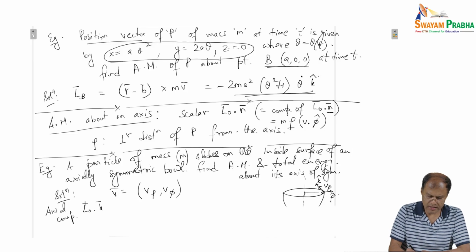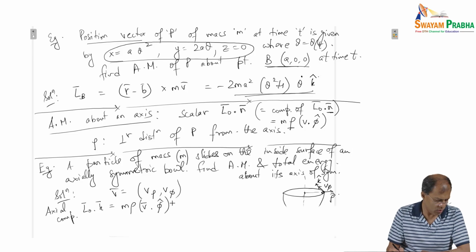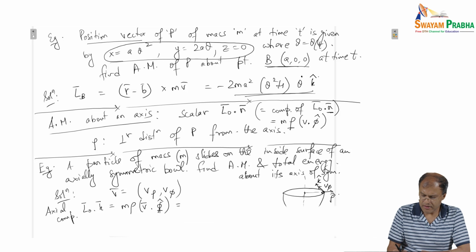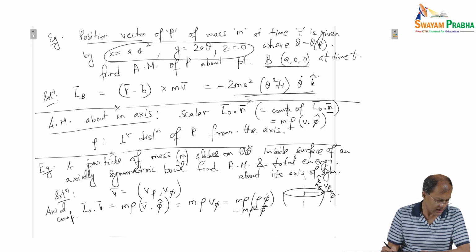L naught k is m rho v dot phi hat, and this is going to be phi hat being the tangential direction. So we see that this is going to be m rho v phi, but v phi is nothing but rho times phi dot. So our axial component is m rho square phi dot. So that's our axial component.